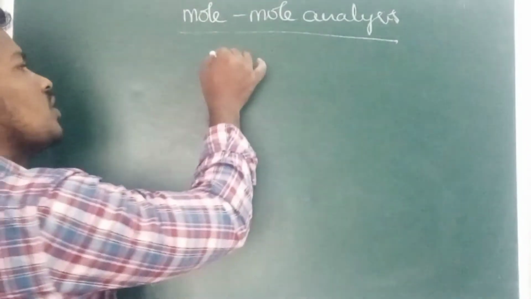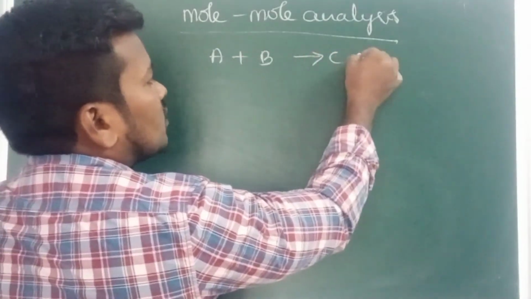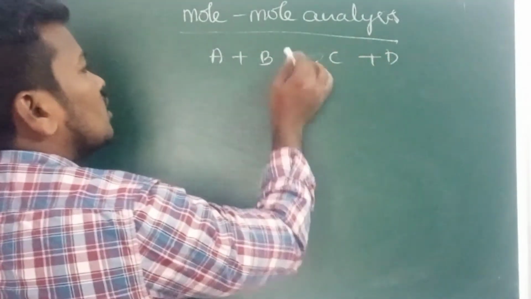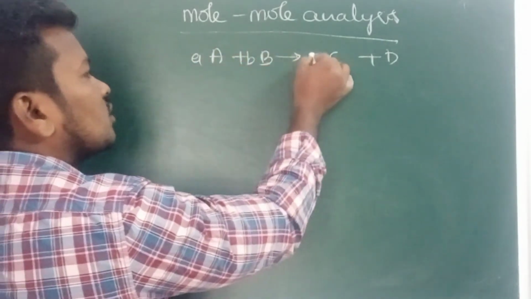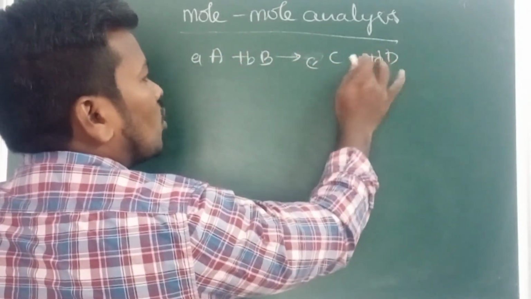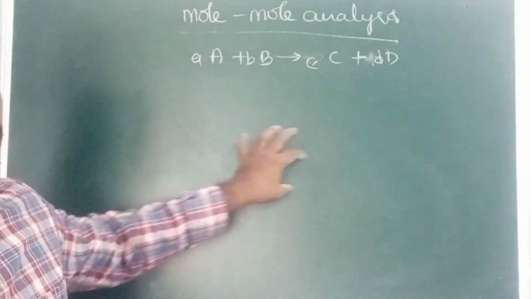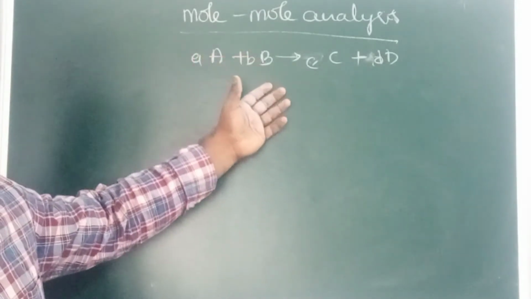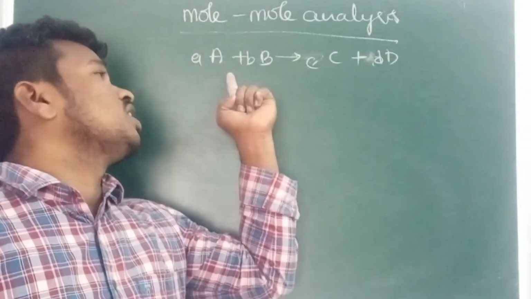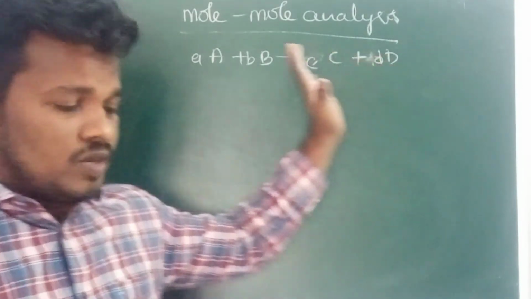So consider the equation A plus B gives rise to C plus D. Write the stoichiometric coefficients: small a, small b, small c, small d. The small a, small b, small c, small d are the stoichiometric coefficients. Of course, the stoichiometric coefficient will be considered as moles. That means a moles, b moles, c moles, small d moles we are taking.